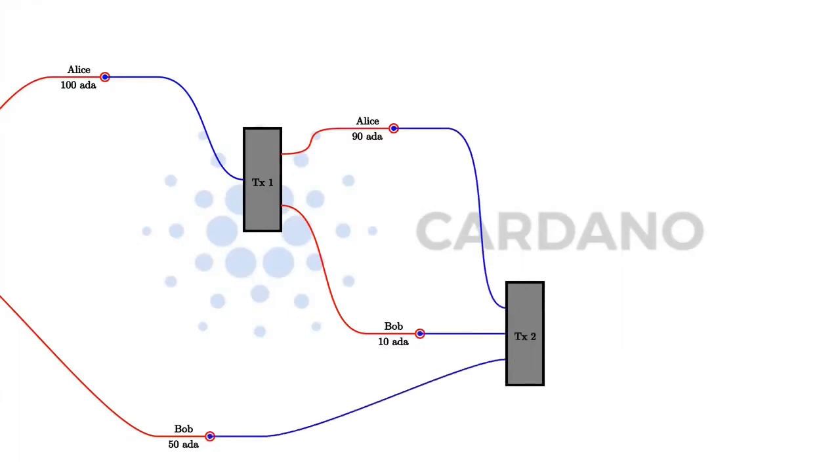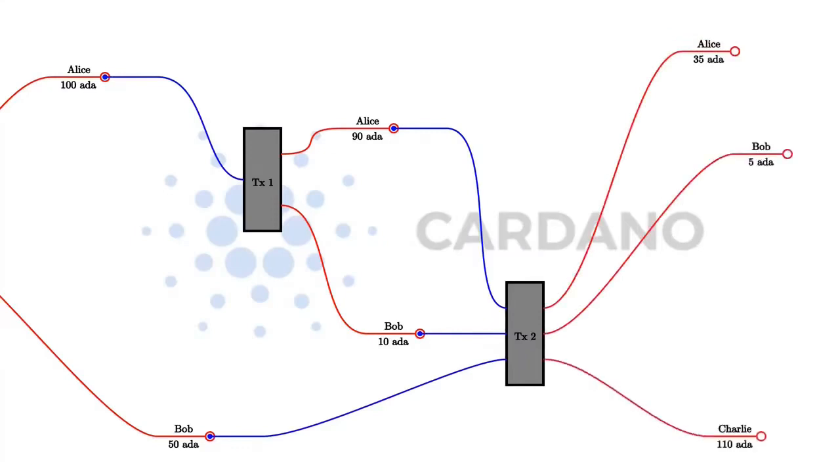This time we need three outputs. One, the 55 plus 55 equals 110 ADA for Charlie, and then two change outputs. One for Alice's change and one for Bob's change. So Alice paid 90, so she should get 35 change, and Bob paid 60, so he should get 5 change.